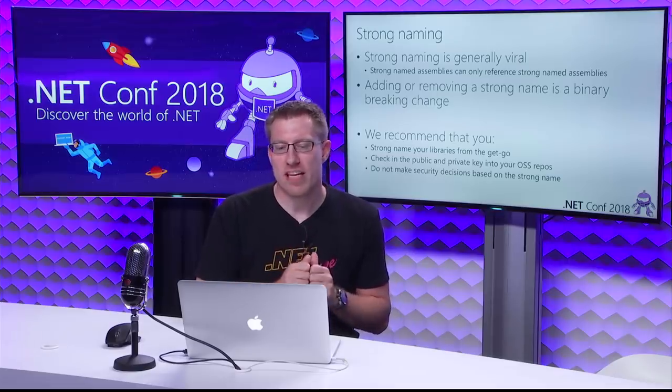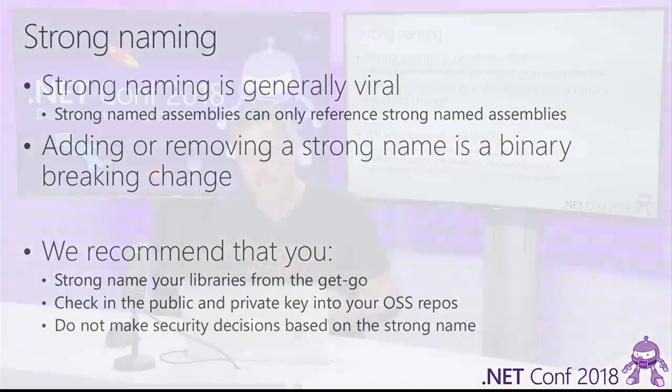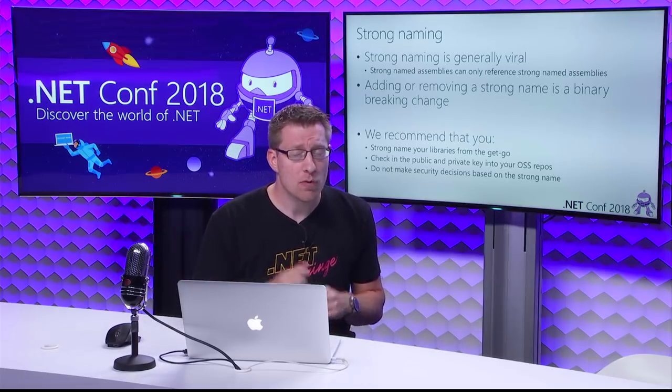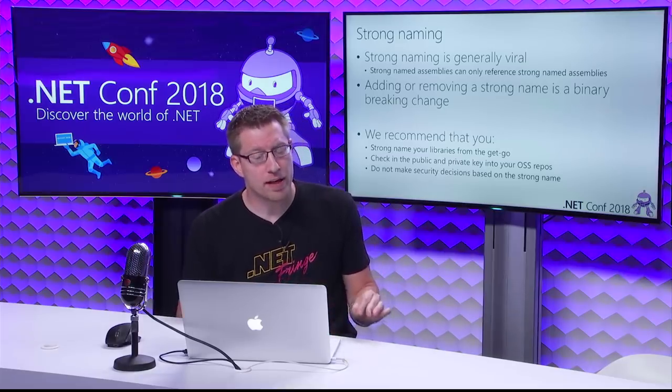Now, there's two major aspects of strong naming that you should be aware of. One of them is it's viral. If your library is strong name signed, you can only reference things that are strong name signed. The second problem is removing or adding a strong name is a binary breaking change because it changes the identity of your library. So if you ship a library, you need to decide upfront whether you ever want to strong name sign it or not. There are some open source libraries that went the route where they published two NuGet packages, one signed, one unsigned. I don't recommend that because it basically forks the ecosystem. You have to decide which graph you want to depend on, and it's generally not a good experience. We generally recommend that if you're building an open source library that you expect to work on .NET Framework, you should strong name sign it from day one.